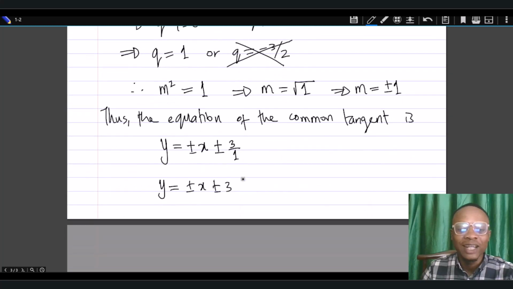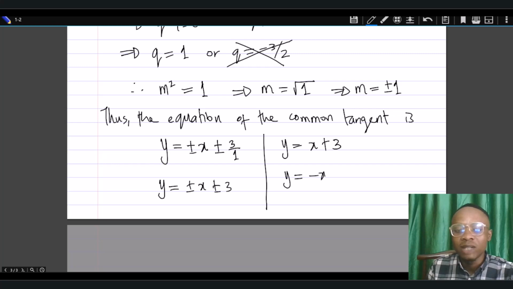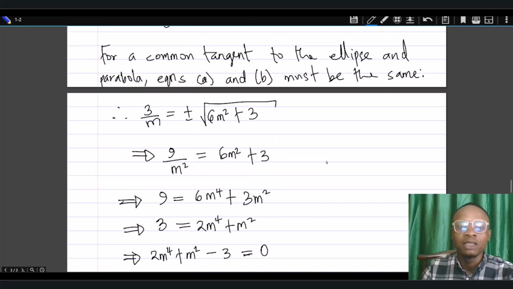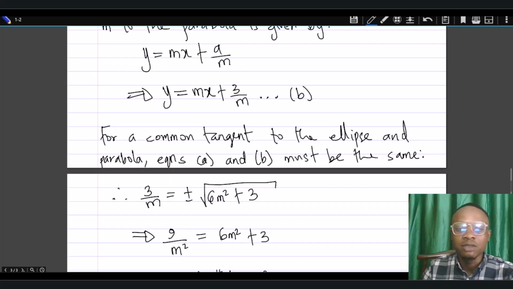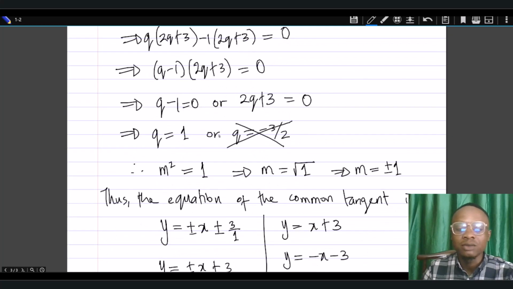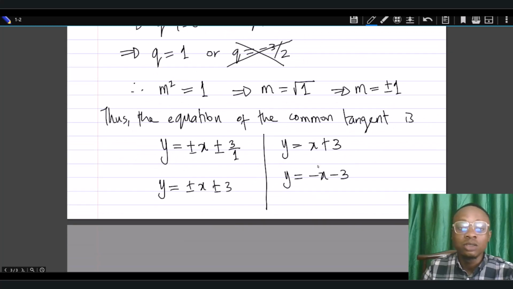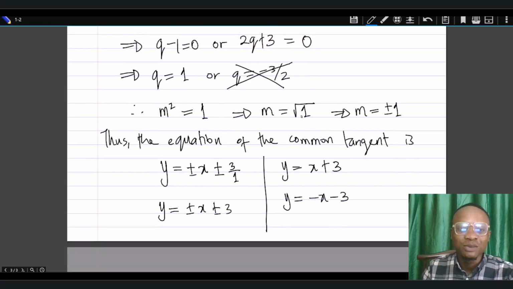We can now go ahead and simplify this. So when m is equal to plus 1, for instance, then we will have y equal to x plus 3. When m is equal to minus 1, we'll have y equal to minus x minus 3. Just substituting that directly in this expression, which is mx plus 3 over m, gives us the result that we need. So these are the two equations of the common tangent to the two curves.